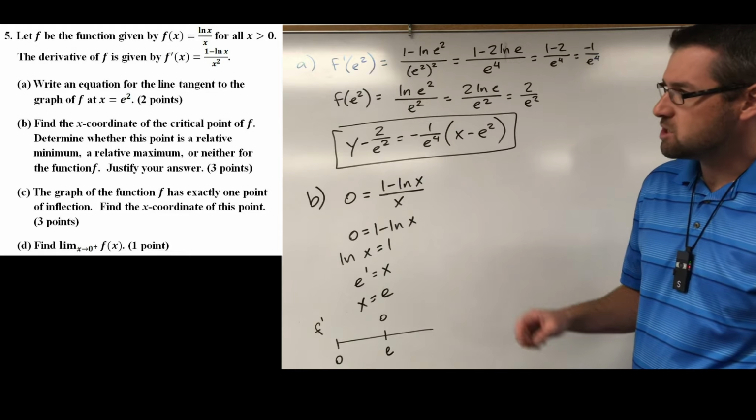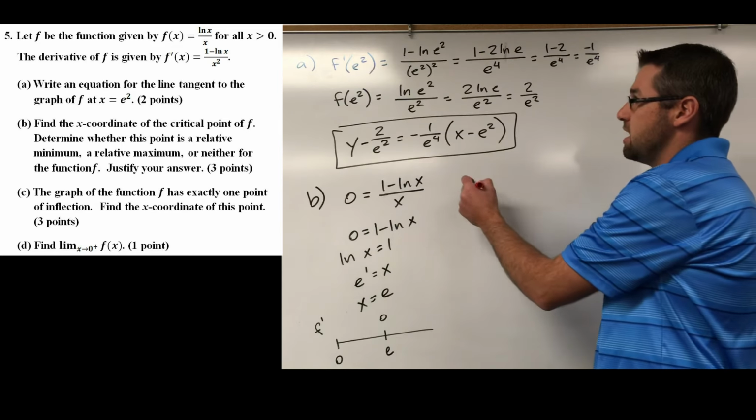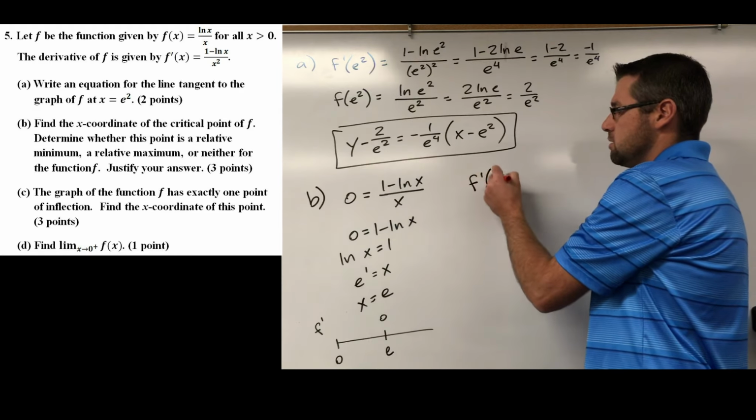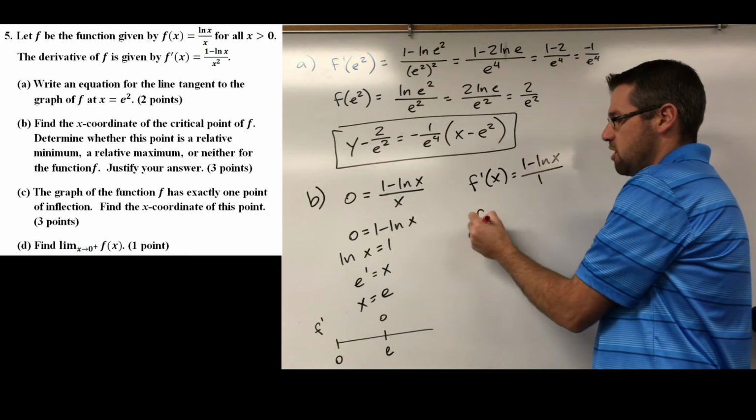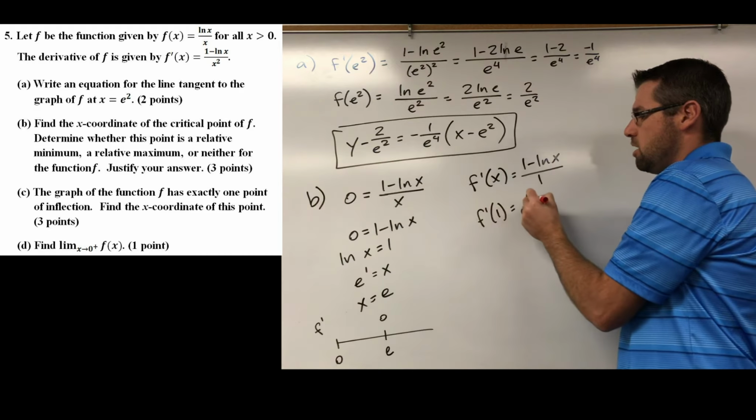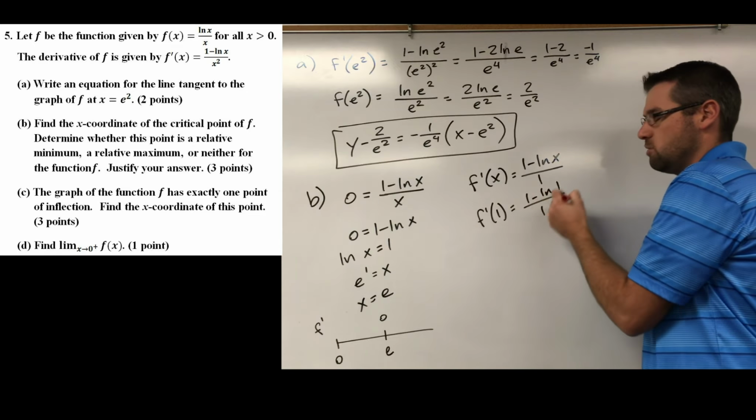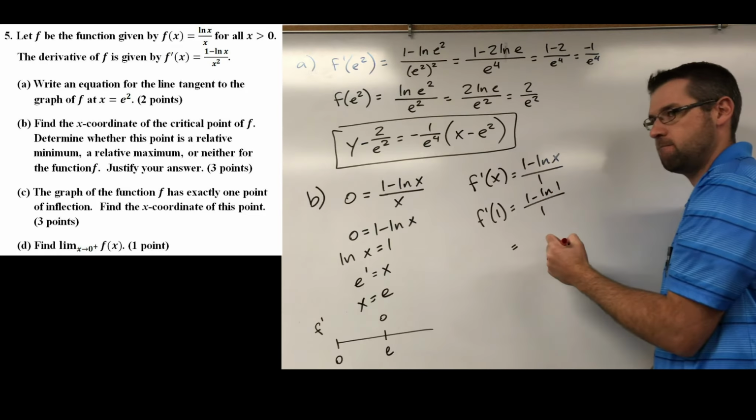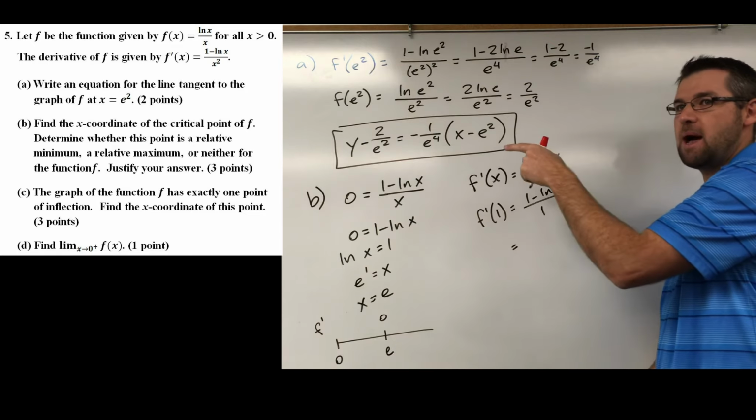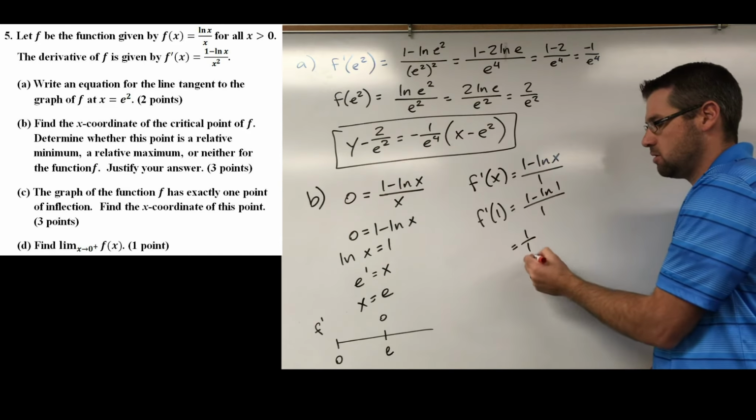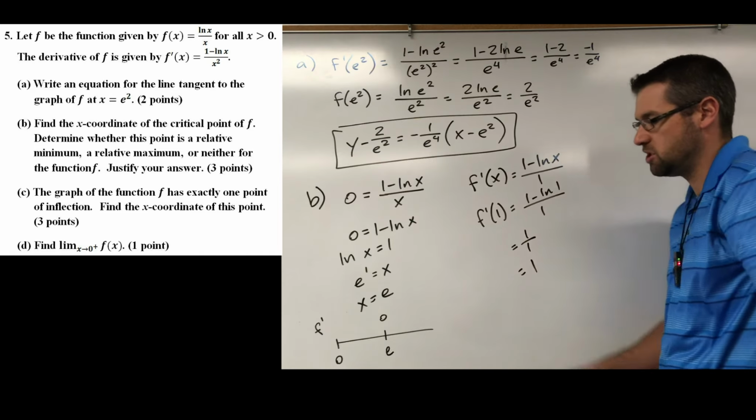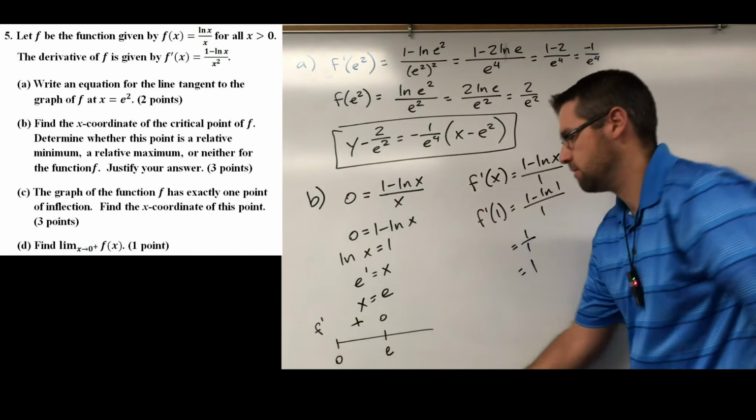F prime. So since f prime is 1 minus natural log of x over x, we'll plug in f prime of 1 and get 1 minus the natural log of 1 over 1. What's natural log of 1? E raised to what power gives you 1? 0. So it's going to be 1 minus 0, or just 1, which is positive.